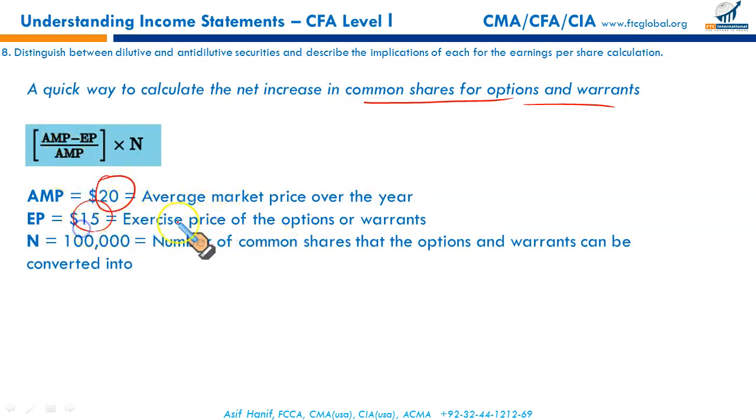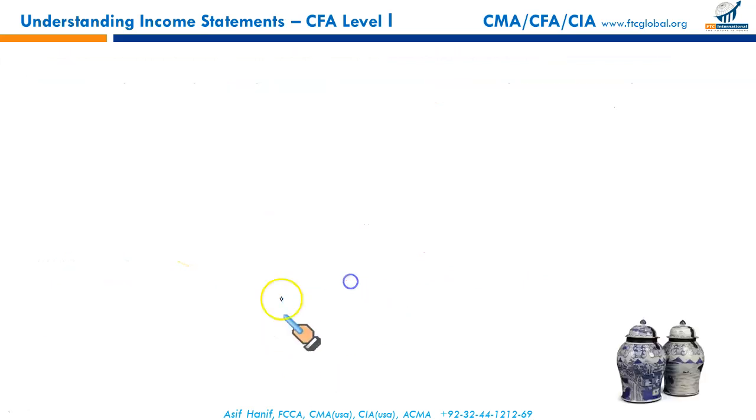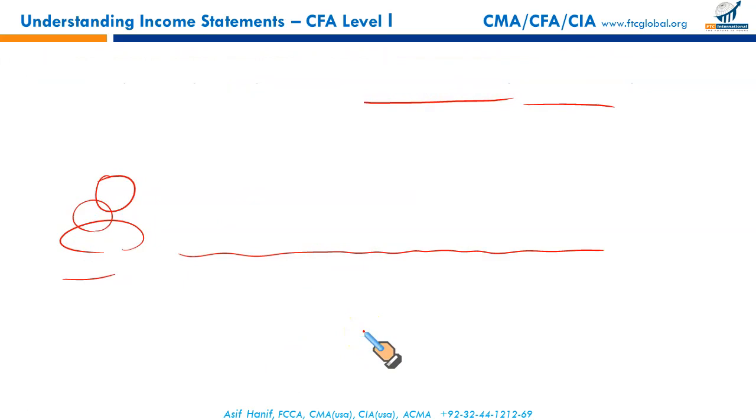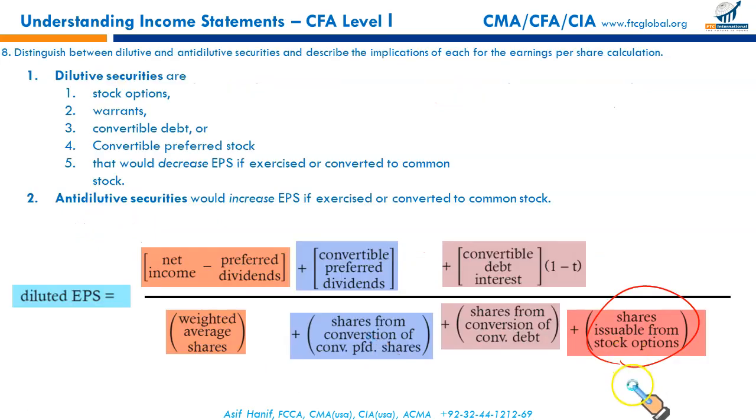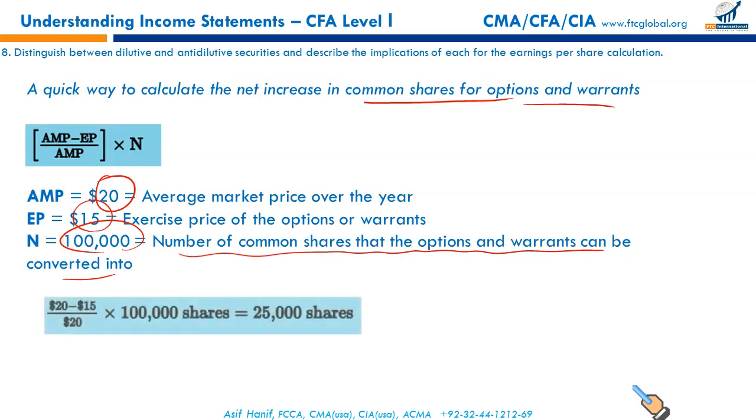Exercise price is 15. And the number of common shares that the options and warrants can be converted into is 100,000. So if you just plug in these numbers, this would be the result which you will add to the denominator of your EPS calculation. We will apply this formula in many questions today as we proceed. So this is the addition in the denominator when the options and warrants are converted.